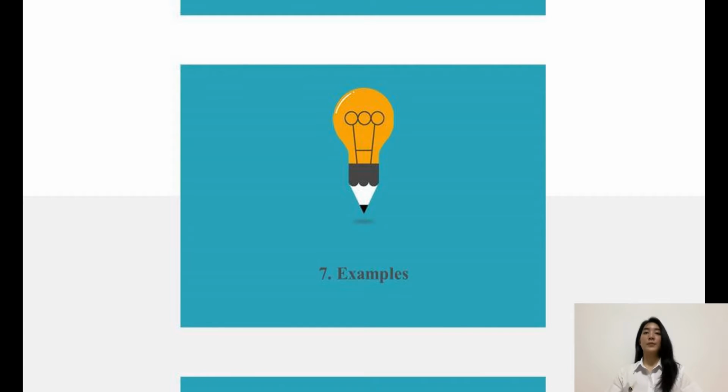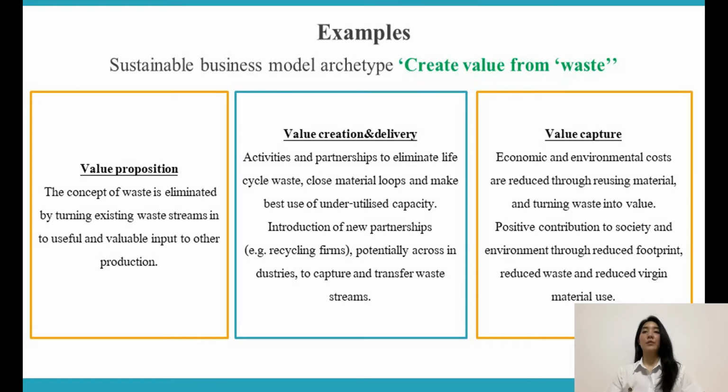Thank you, Ms. Kharinthip. Sustainable business model archetype: create value from waste. The concept of waste is eliminated by turning waste stream into useful and valuable input to other production and making better use of underutilized capacity. Value creation and delivery: activity and partnership to eliminate life cycle waste, close material loops, and make best use of underutilized capacity. Introductions of new partnerships, for example, recycling firms, potentially across industry to capture and transfer waste stream.